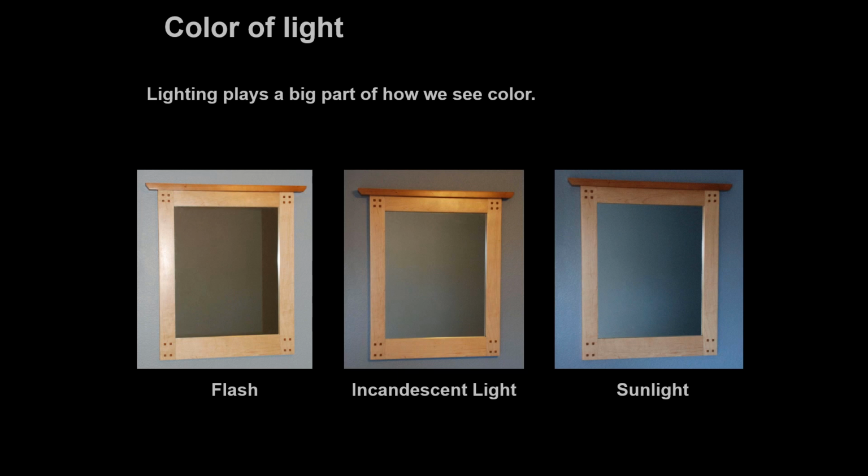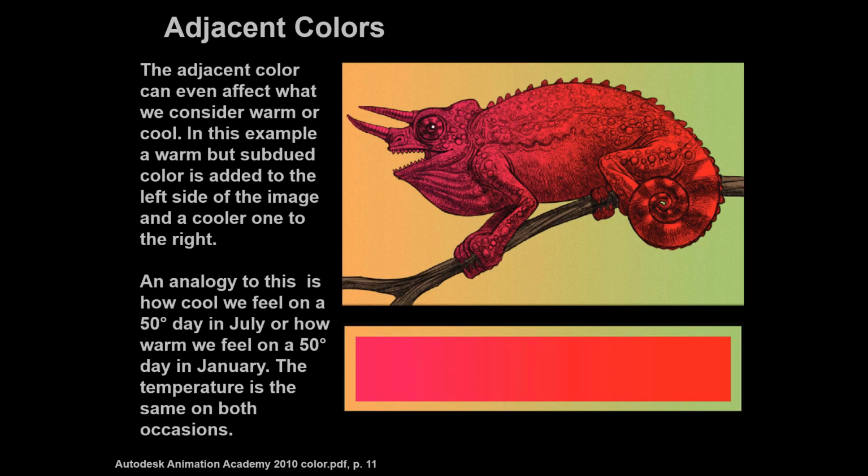Lighting in a room also plays an effect. This blue wall is the same color, but whether it's regular sunlight in the space, incandescent light in the room, or the flash photography, the color of light changes how you perceive the space. Adjacent color can affect how we see warm or cool colors as well.